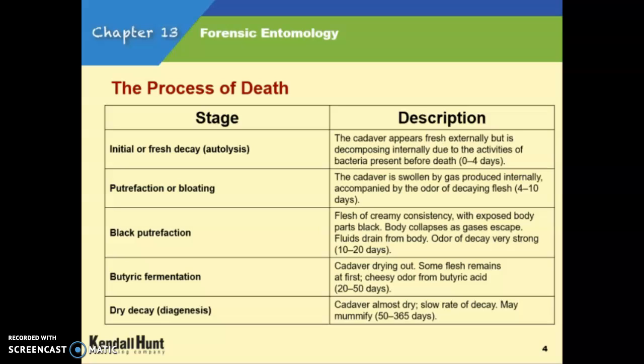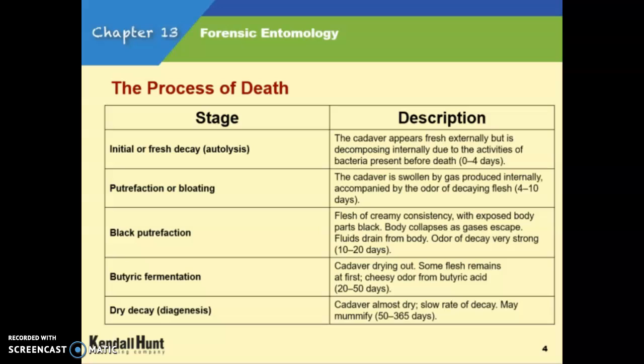The next phase is black putrefaction. This is where flesh is becoming kind of creamy, and the exposed body parts start to turn black. The body cavities will start to collapse as those gases escape and find a way out, and fluids start to drain. So you'll see kind of a puddle of body fluids around the corpse. The odor becomes very strong in this phase. And this can last anywhere from 10 to 20 days.